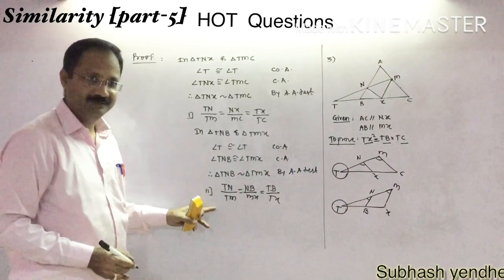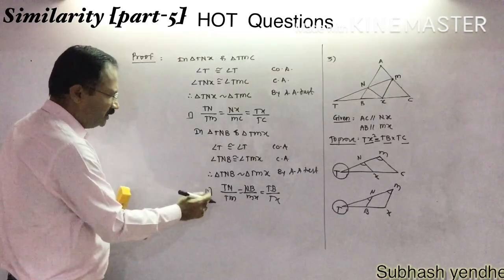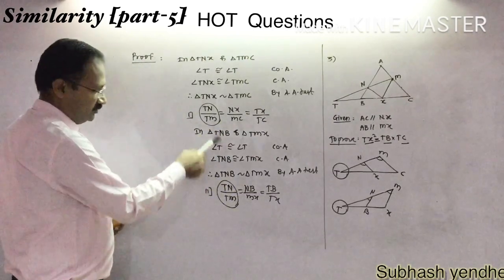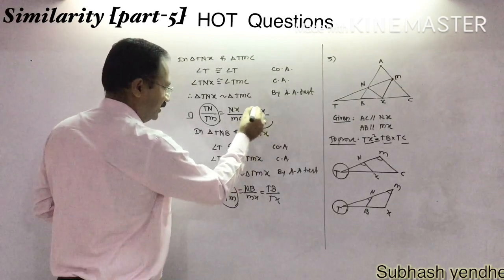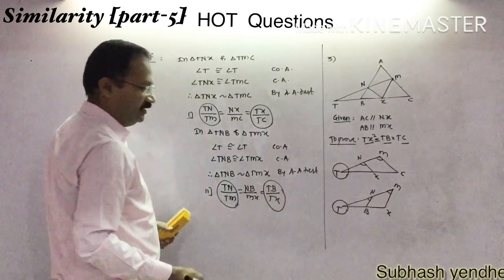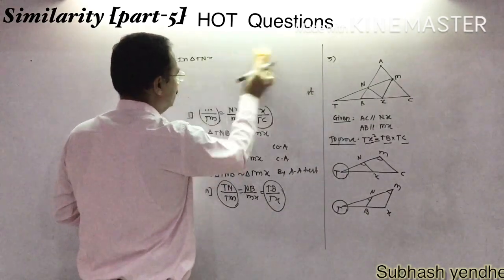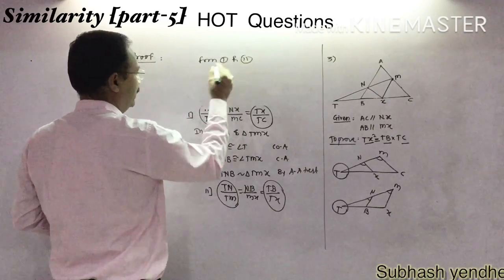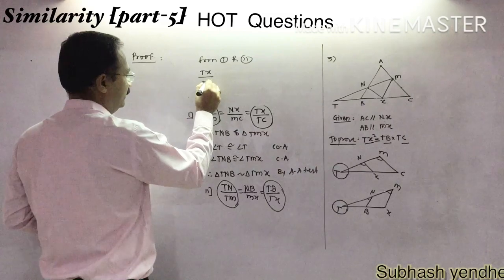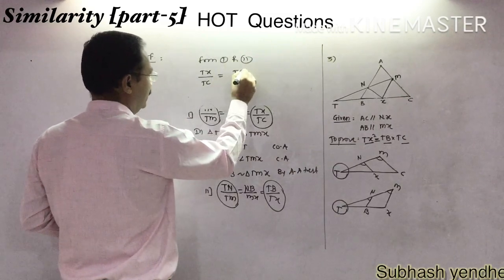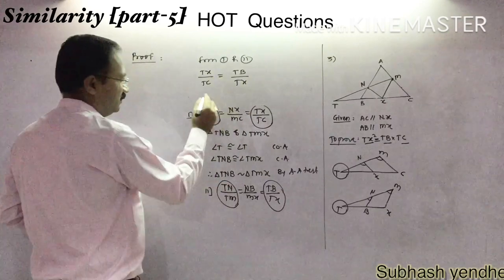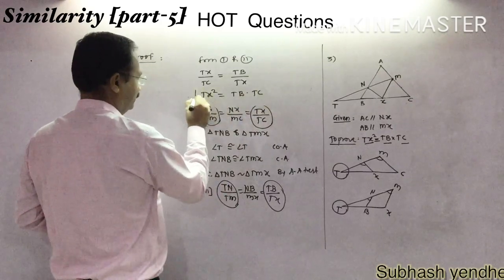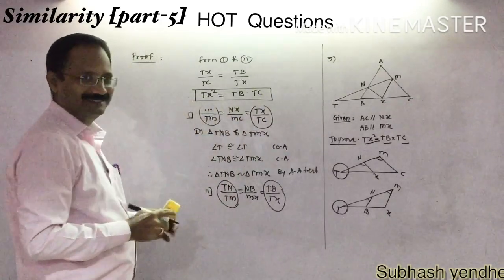second to this one. So what do you observe from 1 and 2? See this, TM upon TM, TM upon TM. This ratio is the same. So we will get TX upon TC equals TB upon TX. So from 1 and 2, we will get TX upon TC equals TB upon TX. So cross multiply, you will get TX square equals TB into TC. And this is your answer.